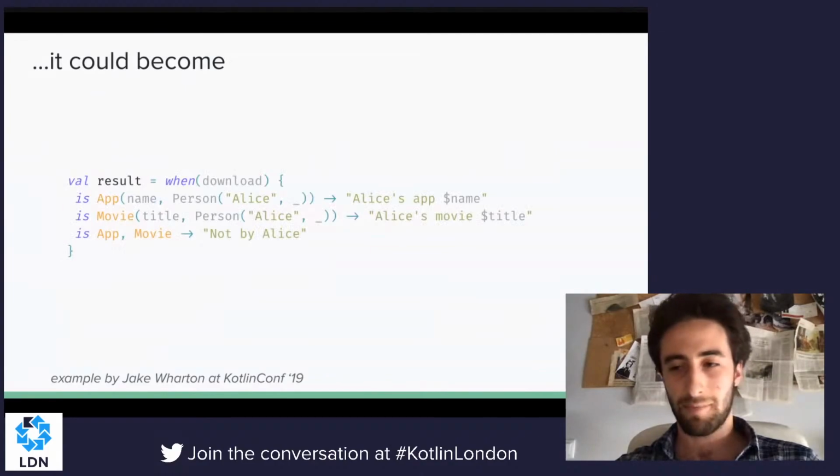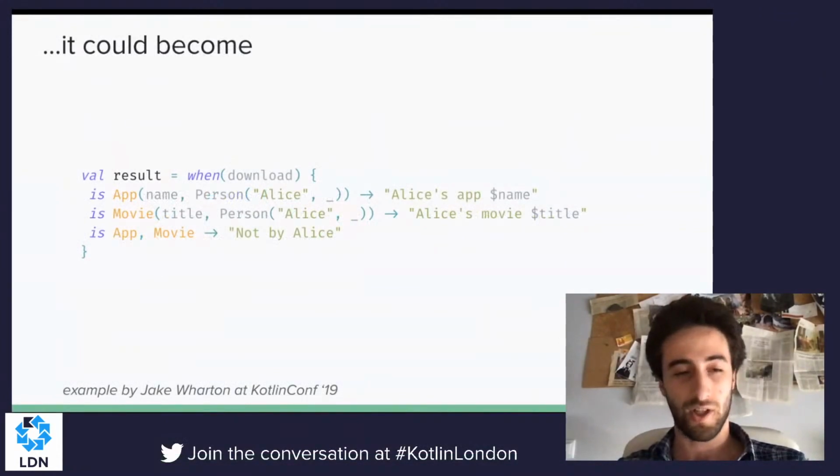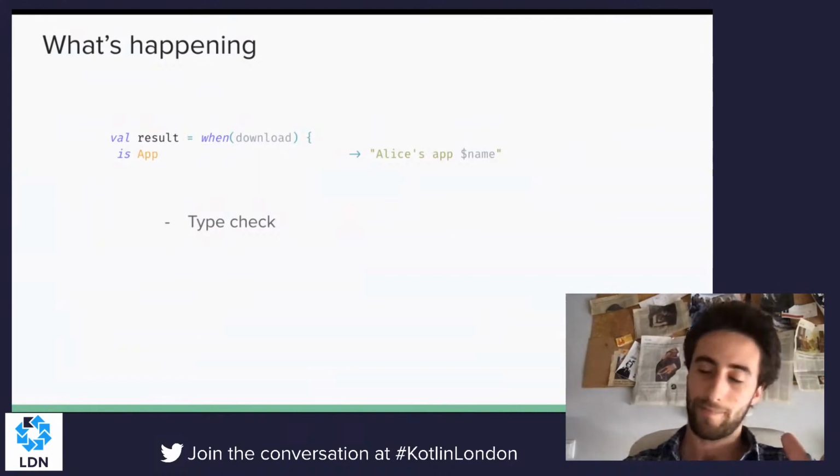And if we apply pattern matching to Kotlin, potentially it could look like this. There was a lot going on in the other slide, and this is supposedly exactly the same thing. So I'm going to really slowly go through what is going on here so you can get an idea of all the stuff that potentially could be added to the language. So let's start with the stuff we know.